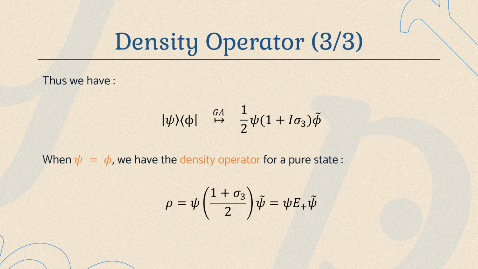And in the case where phi equals psi, we have the density operator for a pure state, denoted as rho, equal to psi times E plus times psi tilde. Density operators are especially useful when we're dealing with operators.